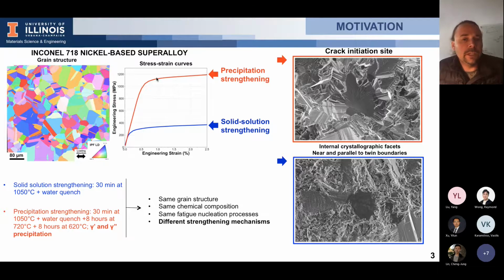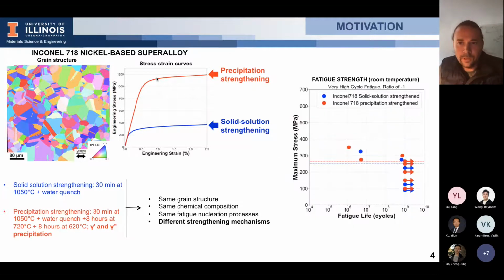And the idea was to keep the same grain structure, but at the same time obtain different yield strengths for this material. And I just want to display the fatigue results now. It's what I do here on this plot. So you have the maximum stresses as a function of the fatigue life. We tested quite a few specimens in the very high cycle fatigue regime. And the dashed line displays your fatigue strength.